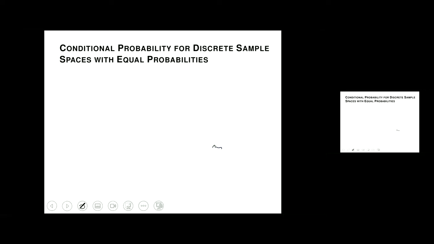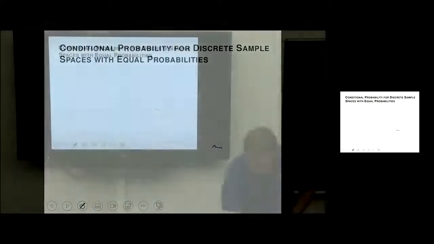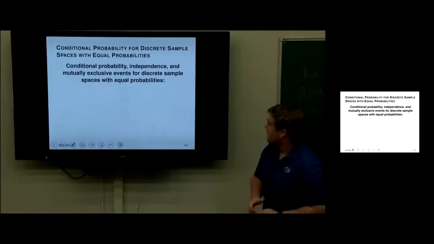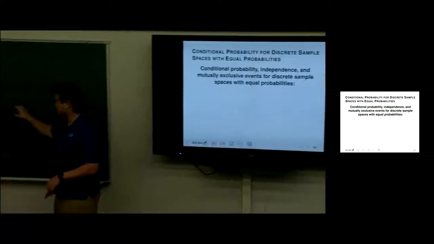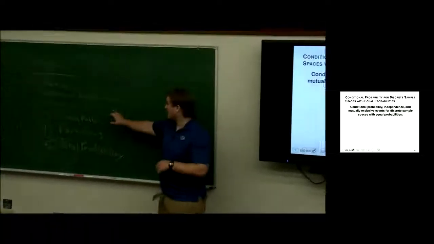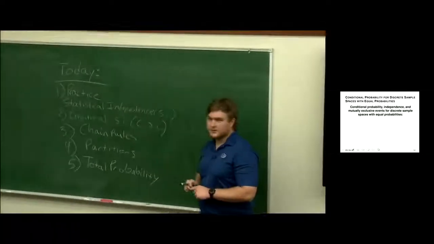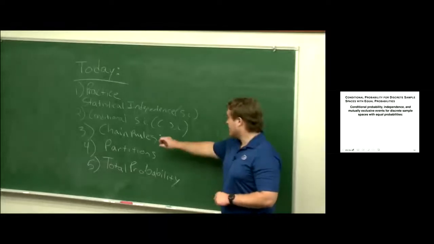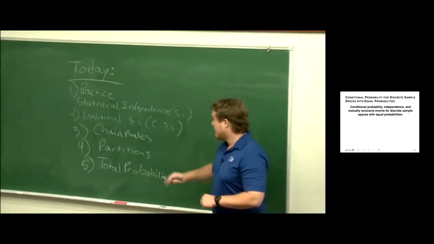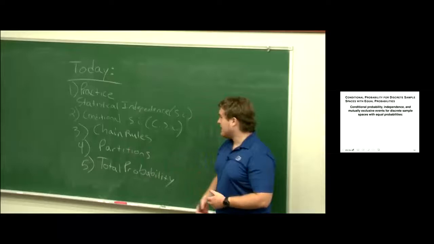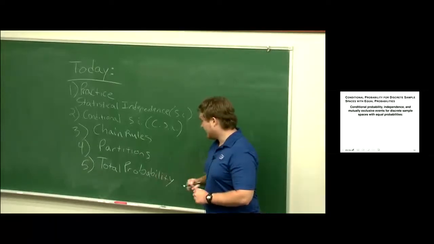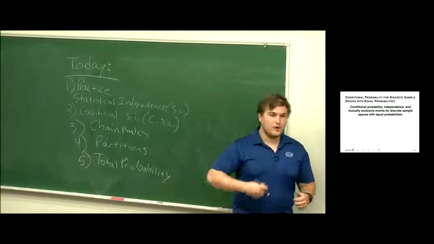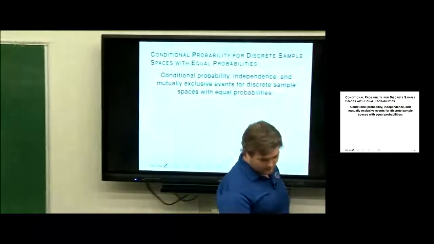So today we're going to be continuing with conditional probability for discrete sample spaces with equal probabilities. The main topics for today: we're going to continue practicing with statistical independence, but then we're going to quickly pivot to conditional statistical independence, abbreviated CSI, and do some examples with that. Then we're going to go to chain rules, partitions, and end with total probability and practice problems for that.